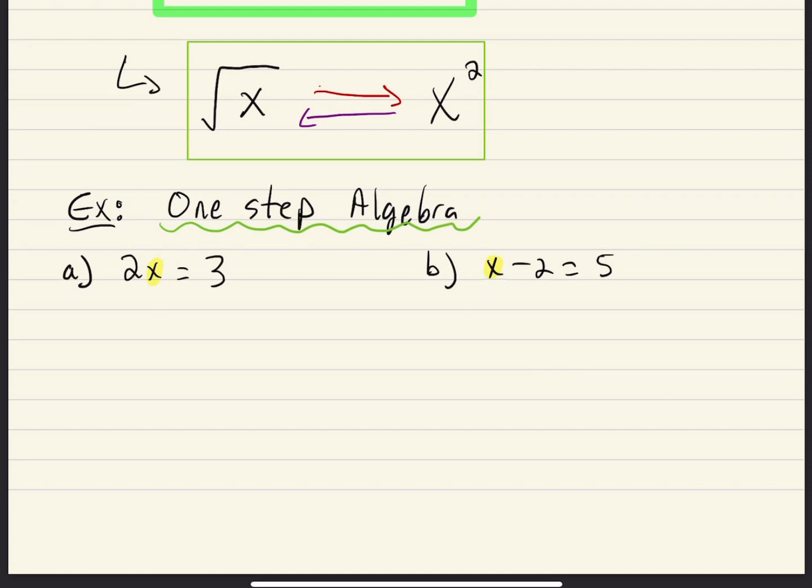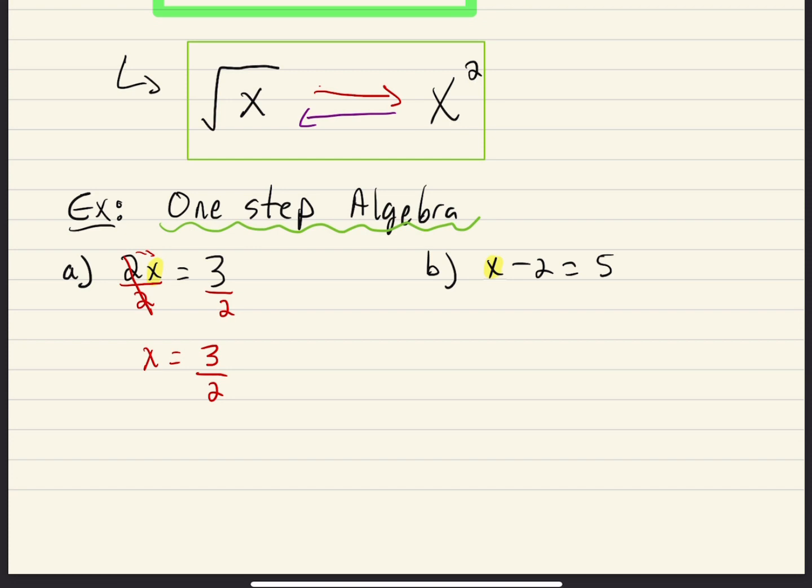So we'll begin with some one-step algebra problems here, and we're going to isolate for x. In the first one here, 2x is equal to 3. Since it's 2 times x, I'm going to divide both sides by 2, and that's to get rid of the 2. We're doing that because it's multiplied by 2, so the inverse is division. And so we get x is equal to 3 over 2.